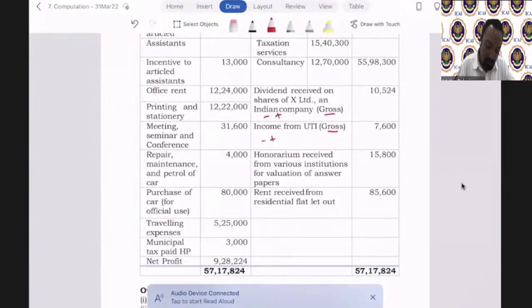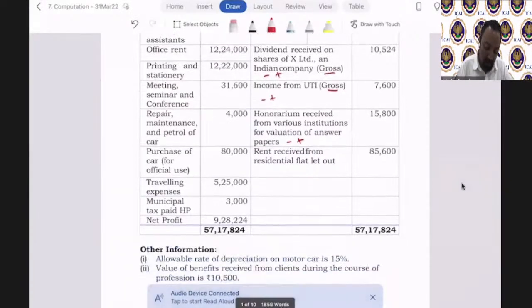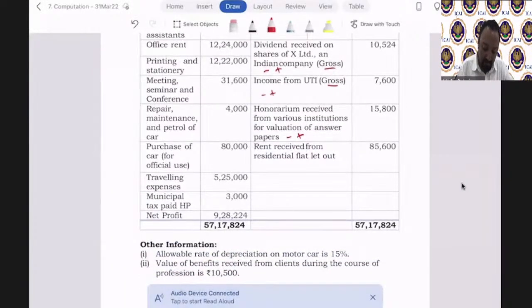Then honorarium received from various institutions for valuation of answer paper. Again, this is actually not your business income, so you can reduce it and add it in income from other sources. Rent receipt from flat let out, again, you'll have to remove it from business or profession and add it as income from house property. These are all the things related to the income side.